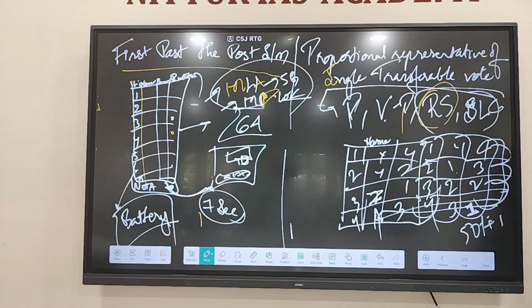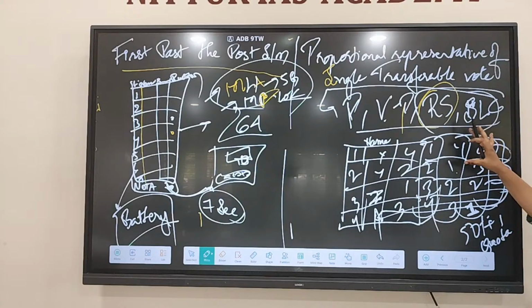This is called single transferable voting: transferring of votes in stages till it reaches the quota, that is 50% plus 1. Is there any doubt? This will be used for these elections: president, vice president, upper houses, that is Rajya Sabha, and the state legislative council, the MLCs also.